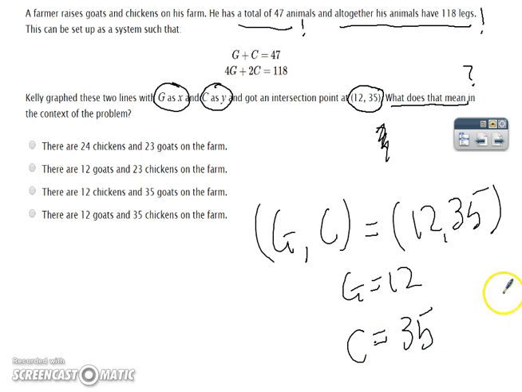All right, so let's go through. There are 24, no way. None of them are 24. There are 12 goats, that looks good, and 23 chickens. No, there weren't 23 chickens. There are 12 chickens and 35 goats. No, there were 35 chickens. There are 12 goats, yes, and 35 chickens, yeah. That's what we wanted, 12 goats and 35 chickens.